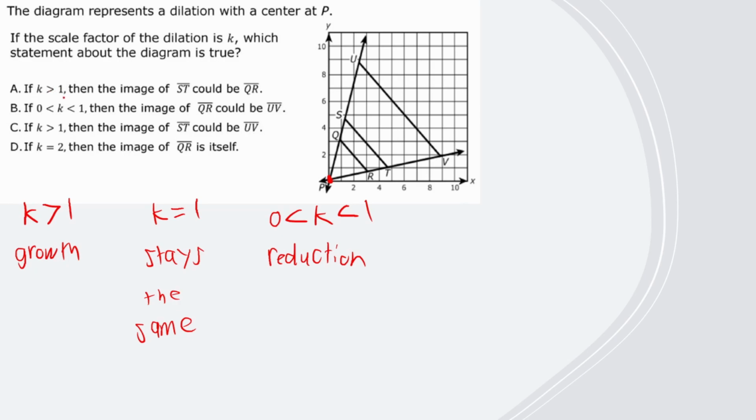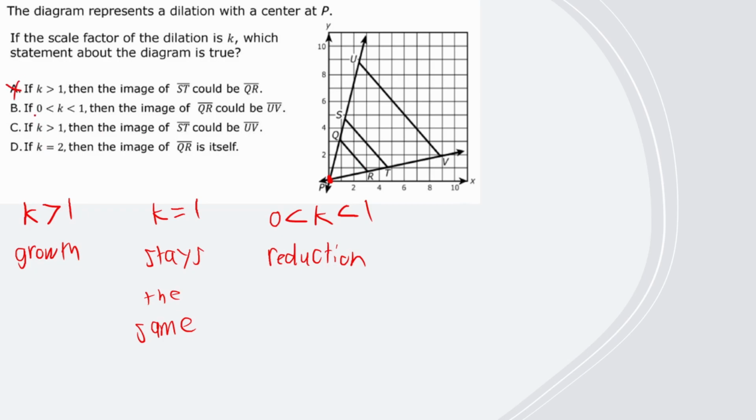Now, if K is greater than 1, which means it's going to be a growth, then the image of ST could be QR. So that means QR has to be bigger than ST. If we look, ST is here. And QR is here. QR is smaller. So that one cannot be true.